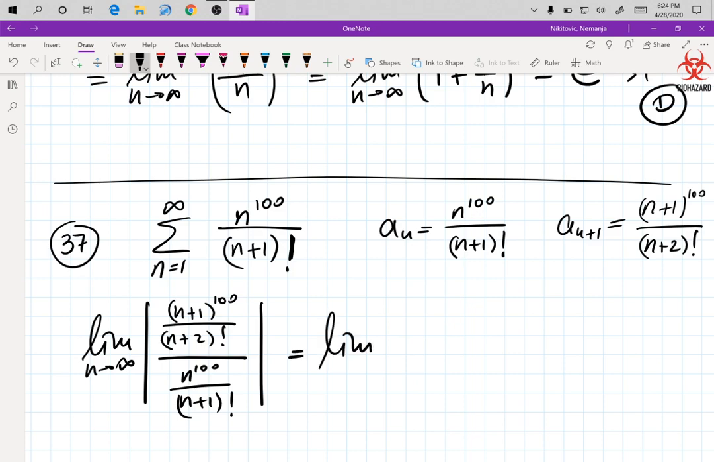Alright, so this is a limit as n goes to infinity. We have to write this limit in every step until we get to use it in the last step. And what do I have? Well, I have (n plus 1) to the 100. Nothing I can do there, unless you want to FOIL this.